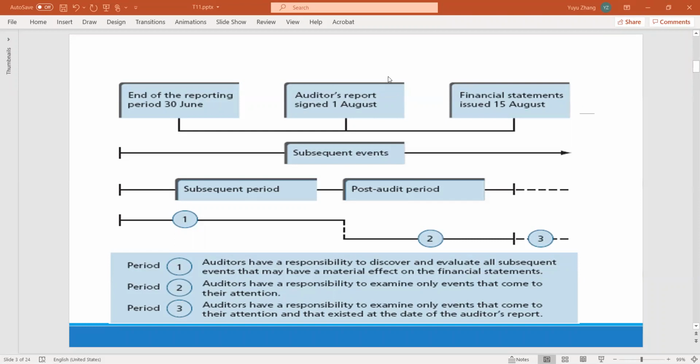So that also means auditors wouldn't respond to events arising in period 3 unless they should have picked them up in period 1 or even in period 2.